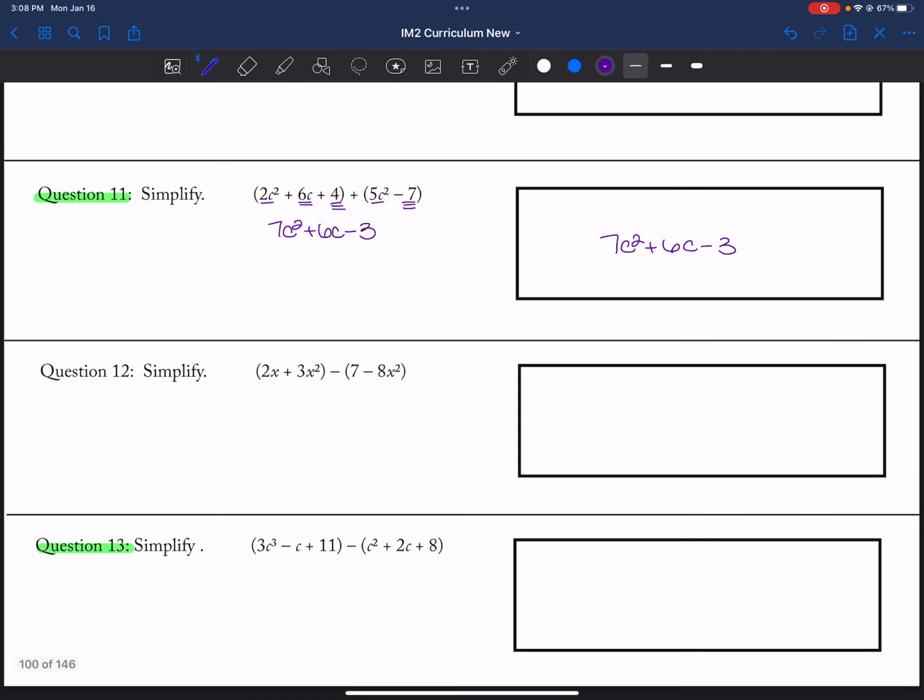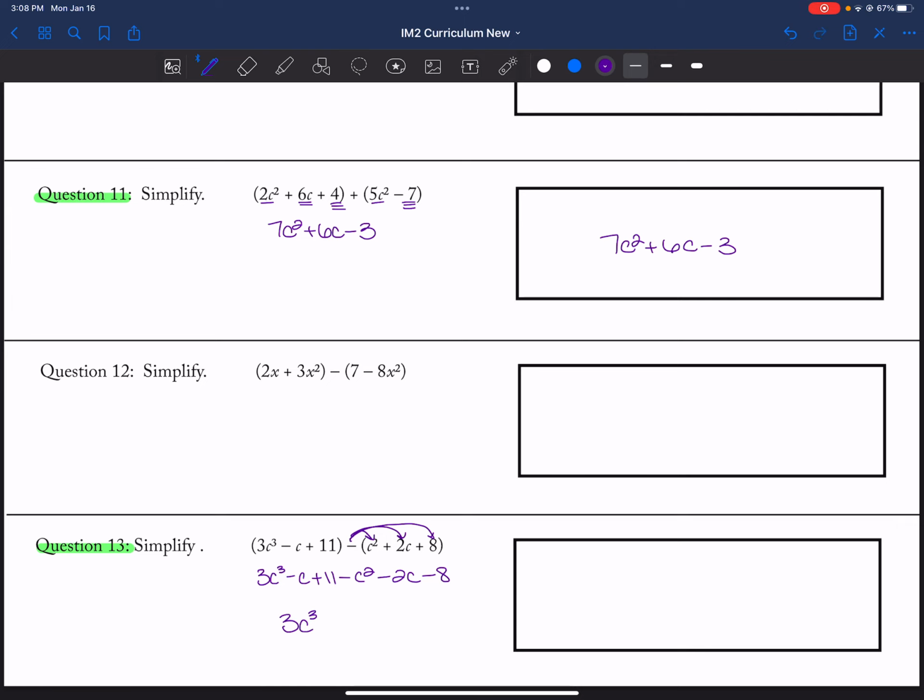And then I'm going to have my negative sign again. I'm going to distribute that all the way through. So I get 3c cubed minus c plus 11 minus c squared minus 2c minus 8. So I have 3c cubed. There's no other c cubes.